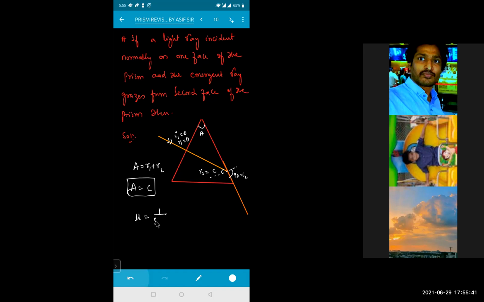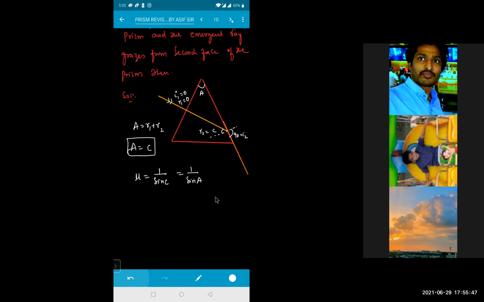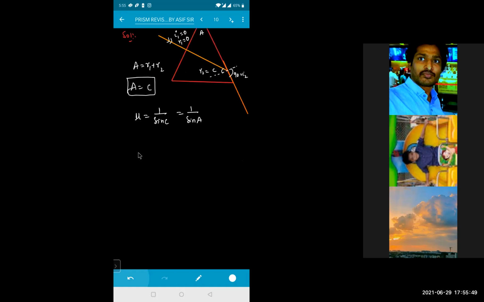Mu is equal to 1 by sin C. That means that will become 1 by sin A. You can get the refractive index of that prism. Now tell me what will be the angle of deviation for this one.